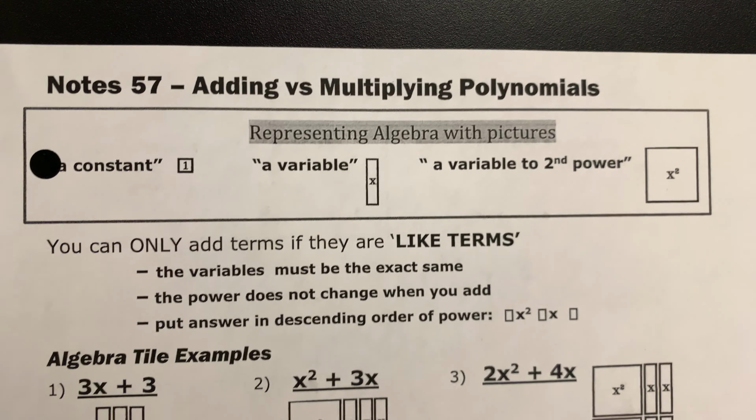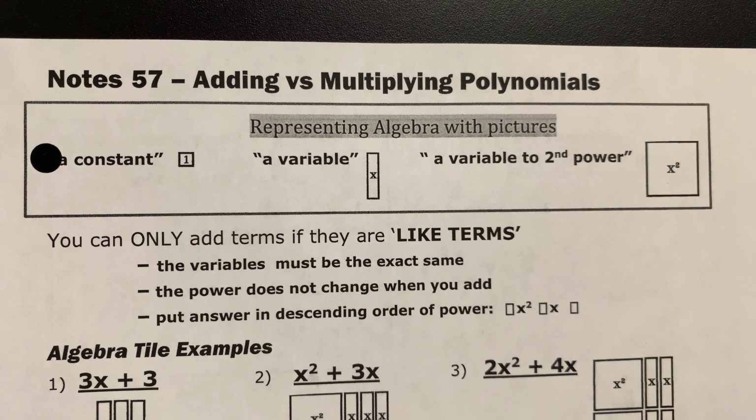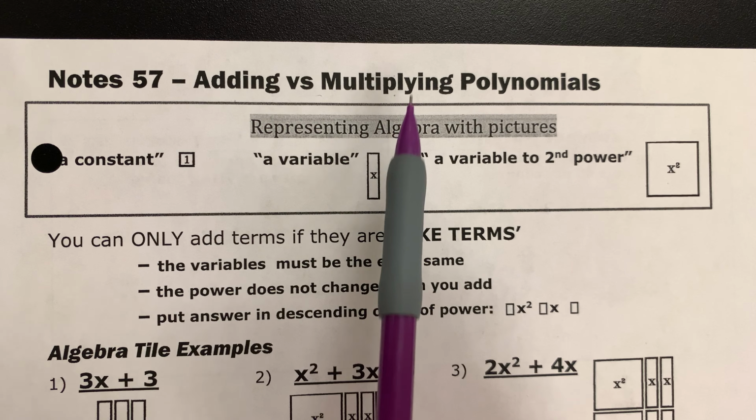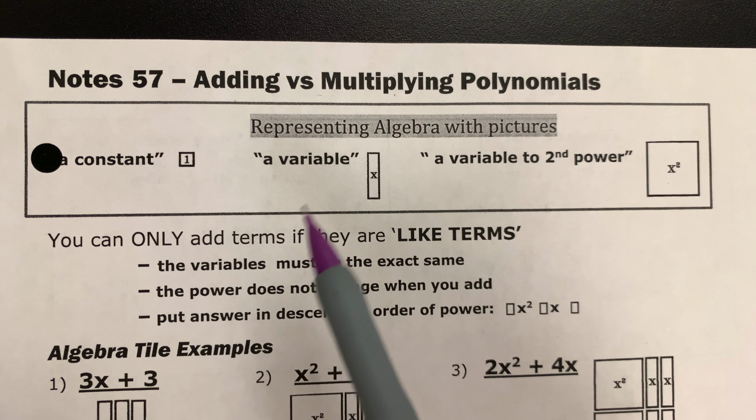All right, so we're going to do notes 57, and we're talking about adding versus multiplying and the different rules.